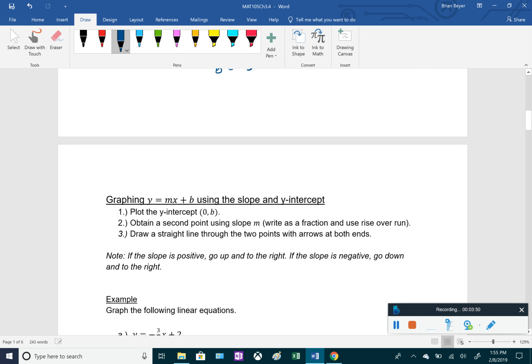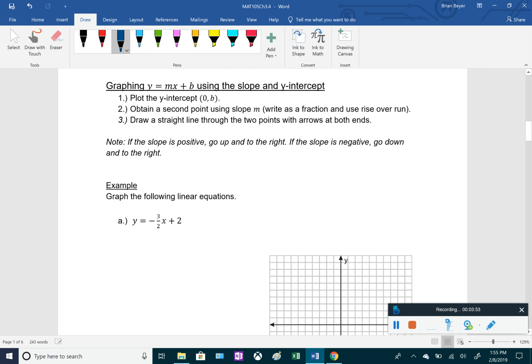So we're going to be using those two pieces of information to actually graph linear equations that are in slope-intercept form. The steps for doing this: we're first going to plot the y-intercept. So we identify the y-intercept and plot that point. Then we're going to use the slope to find a second point on the line from that y-intercept. If it's not written as a fraction already, we're going to rewrite it as a fraction and use the fact that it's rise over run, change in y over change in x. We're going to draw a straight line through those 2 points with arrows at the end, and then we're done, because we only need 2 points plotted in order to graph a linear equation.